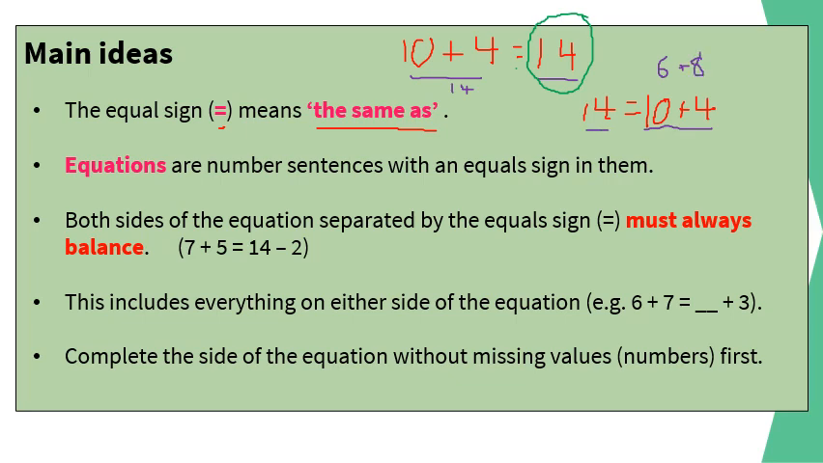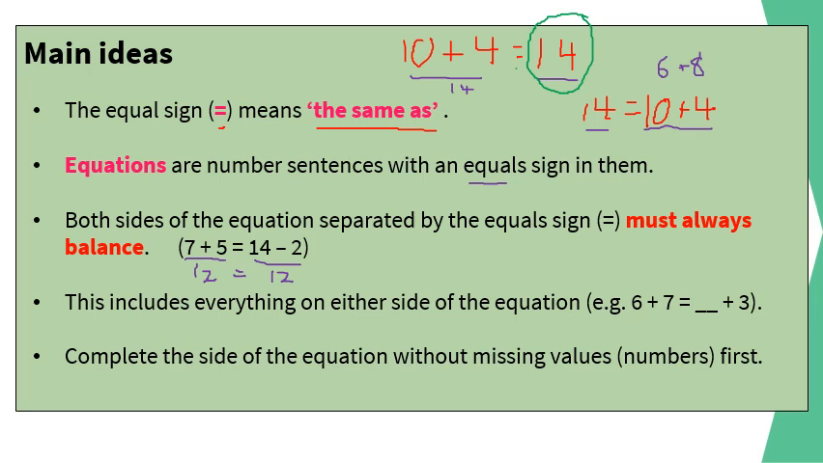So that's really important to remember. And an equation, I've been using that a lot today, is just a number sentence with an equal sign in them. That's all it is. Both sides in an equation separated by the equal sign must always balance. That's what we've been looking at today. So 7 plus 5 here is 12. And 14 minus 2 is 12. So this is an equation and it is balanced.